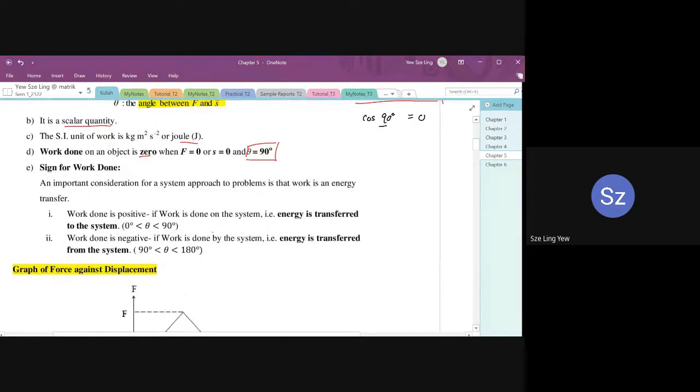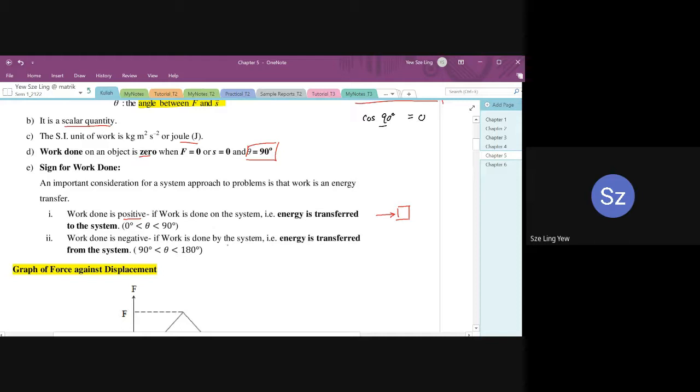Okay, now the sign for work done. This is what I told you just now. Okay, it is important to consider the sign conventions in your calculation, because it tells you whether the work is done on the system or the work is done by the system. So work done is positive if the work is done on the system. Now, what does it mean by work is done on the system? So let's say you have an object, okay, and then you push it. So if you are the one pushing the object, then we call it work done on the system, because the work is being done by you, right? The work is being done by an external force.